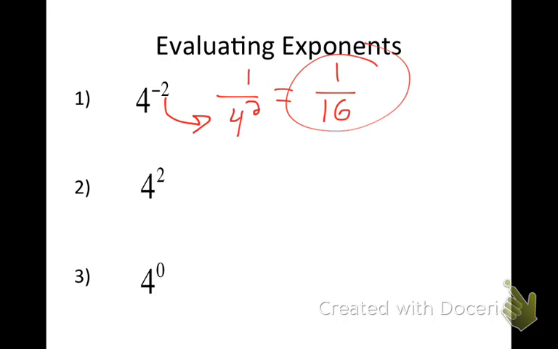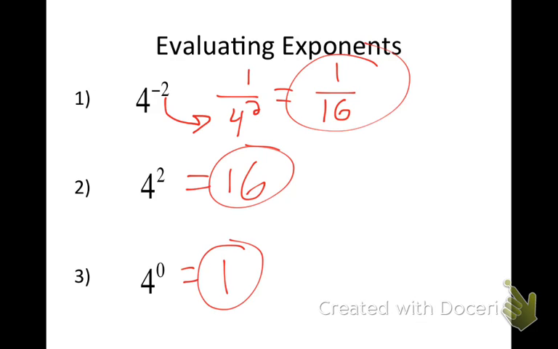2. I have 4 squared. Any negative exponent here? Nope, so I'm just going to evaluate it. What's 4 squared going to be? 16. Boom, 16. Great. 3. 4 to the 0 power. Anything to the 0 power is always going to be what? 1. Good work.